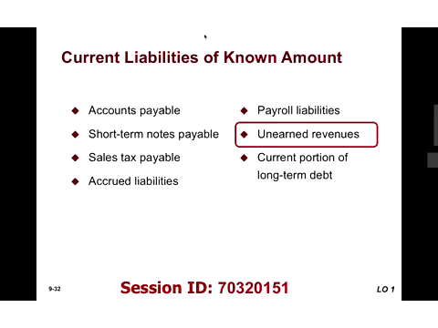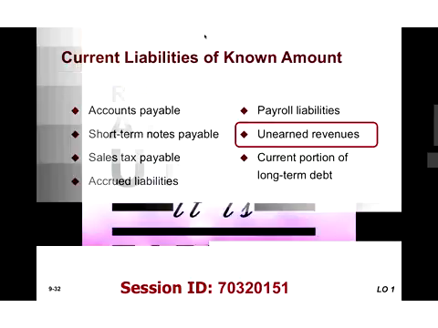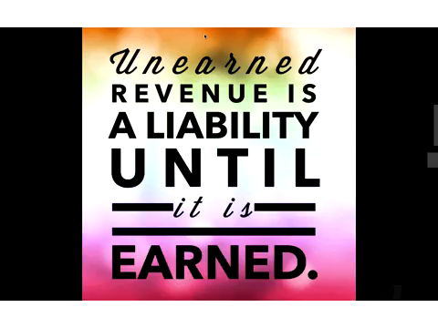Okay, so rolling with this idea of concerts, we're going to have an example. Unearned revenue is a liability until it's earned. So unearned revenue is actually a current liability. It will always be a current liability. You need to know that unearned revenue is a liability until you earn it, and we're going to see how you can earn it here. So we're going to go through a concert example about how we would earn unearned revenue.